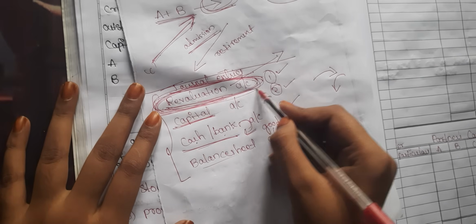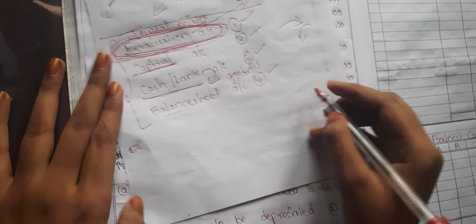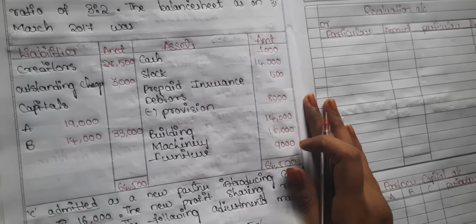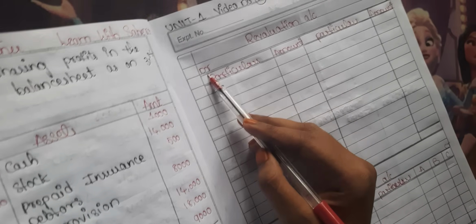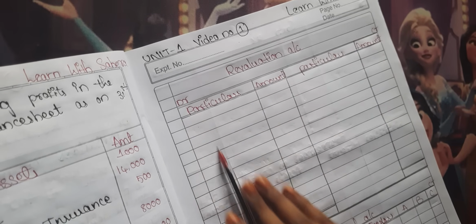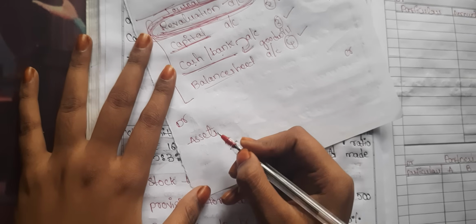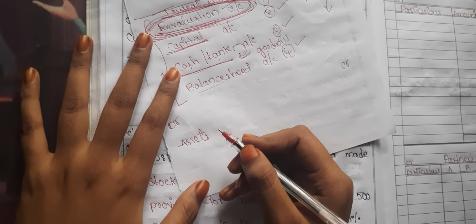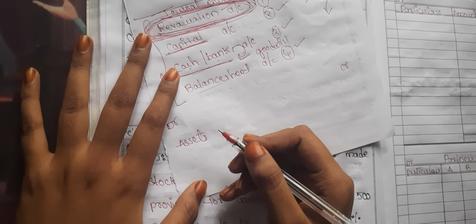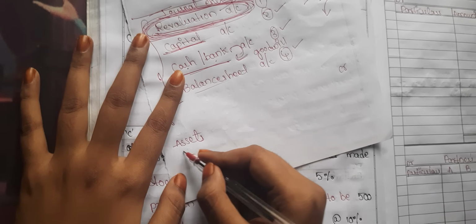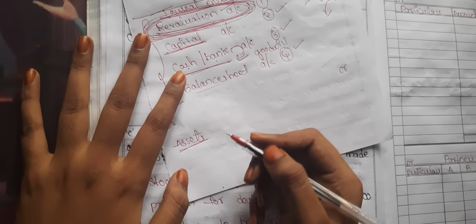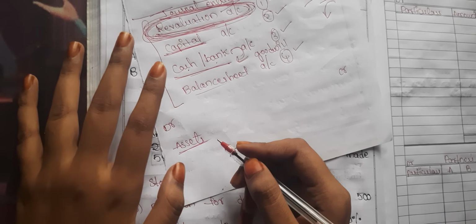So when you are preparing the revaluation account, make sure this will be the debit side, this will be the credit side. You can see the format here. Here it is debit, here it is credit. So in the debit side what you need to take, in the credit side what you need to take, let me tell you. If assets means what? Property or land, machinery, buildings, furniture, all this will come under assets, right? They are tangible, and also physical in nature.